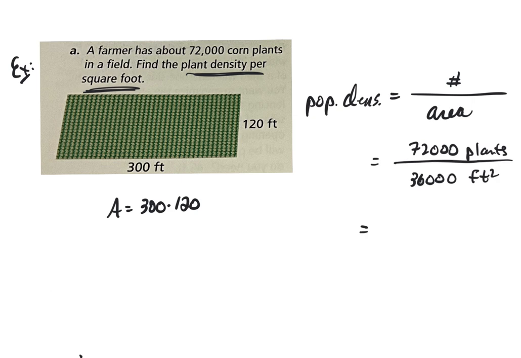So when you do the division, obviously it was kind of rigged. We have approximately 2 plants per square foot. And if we were a farming community, that would make more sense to us.